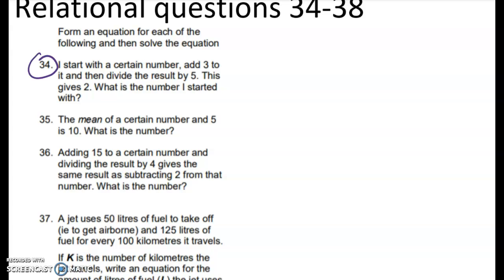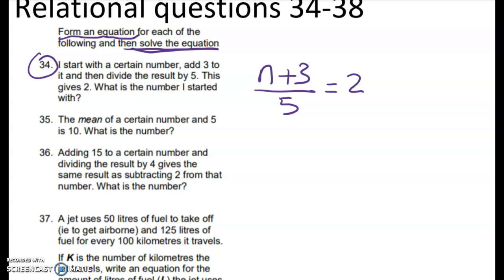So number 34, I start with a certain number, I add 3 to it, and then I divide the result by 5, and this gives me 2. So notice that we have to form the equation and then we have to solve the equation. So we can't just write down what the number is. So starting with a certain number, let's call it n, and we add 3 to it. Then we divide the result by 5. So that means we're taking the whole of that n plus 3 and dividing by 5. That gives me 2. So what did I start with?